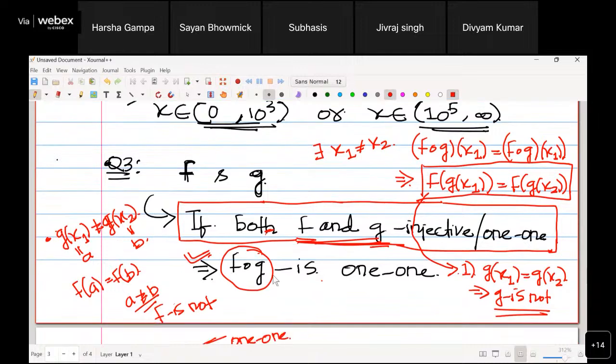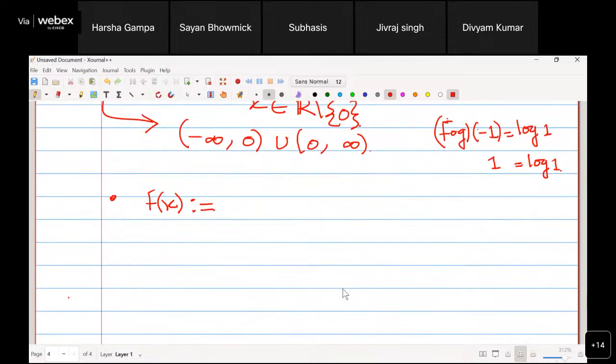It has nothing to do with two functions. You can generalize to n number of functions. If you compose three injective functions, then definitely you will get an injective function. The same argument, we're going to check step by step: two at a time, then again one, then again one, like that.